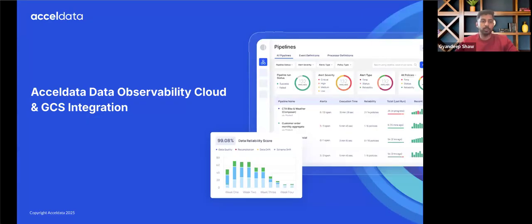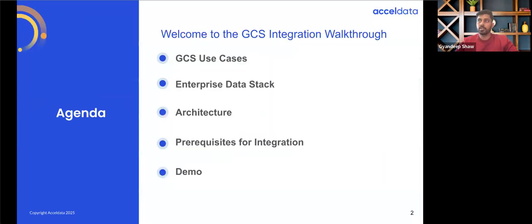In this video, we are going to talk about how to add GCS as a data source in the Accelerator Data Observability platform. To start with, in this session, we're going to talk about GCS use cases that we have seen with different customers in Accelerator, followed by the enterprise data stack example that resembles the different stacks that we have seen.